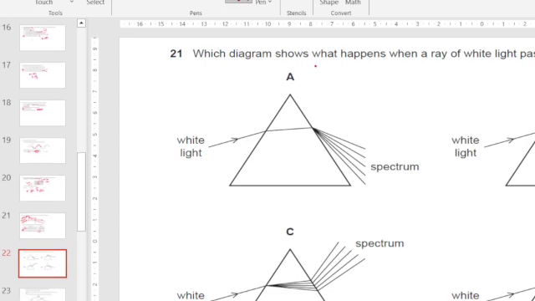21st question, which diagram shows what happens when a ray of light passes through the prism?